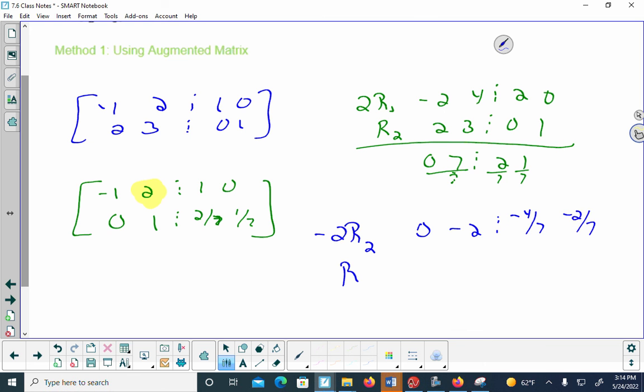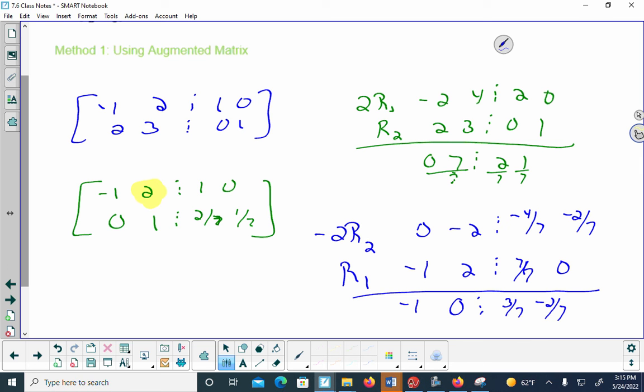And now I'm going to copy down row 1, which is negative 1, 2, 1, and 0. So this would be negative 1, and then this is a 0. This 1 I can think of as 7 sevenths, so this will be 3 sevenths, and then negative 2 sevenths. But this is a negative 1, so I'm going to divide everything by a negative 1, which means the signs are going to change. So when I do that, I'm going to have 1, 0, and negative 3 sevenths, positive 2 sevenths, and then this will be 0, 1, 2 sevenths, and 1 seventh.